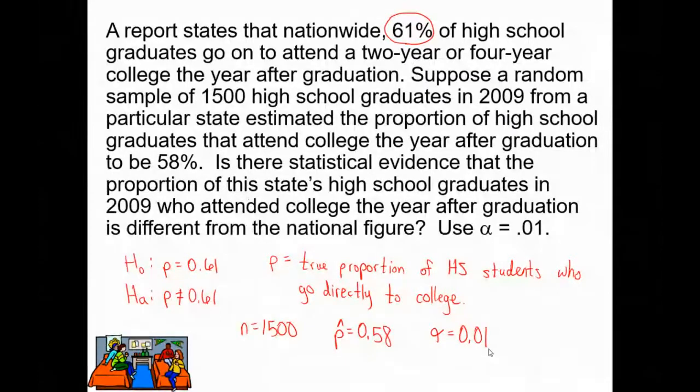Now, before we solve these, we're going to have to check our assumptions. We've got to make sure we even can solve it. Repeat that again. Like, what does it mean? P hat is the sample proportion. So in this case, it's the sample proportion of high school students who go directly to college. What's the other thing, the 0.01? That's our level of significance. That's alpha. Yep.